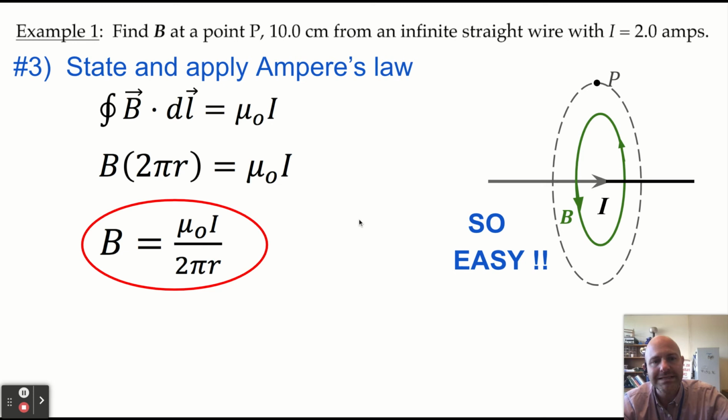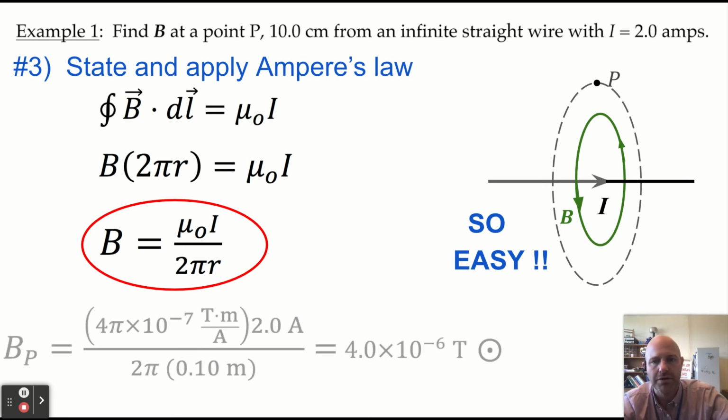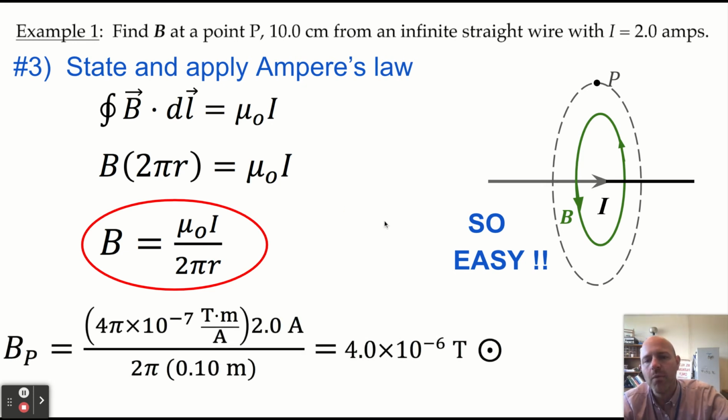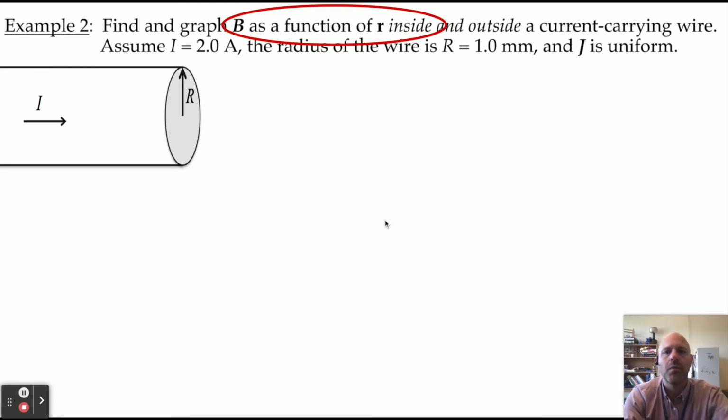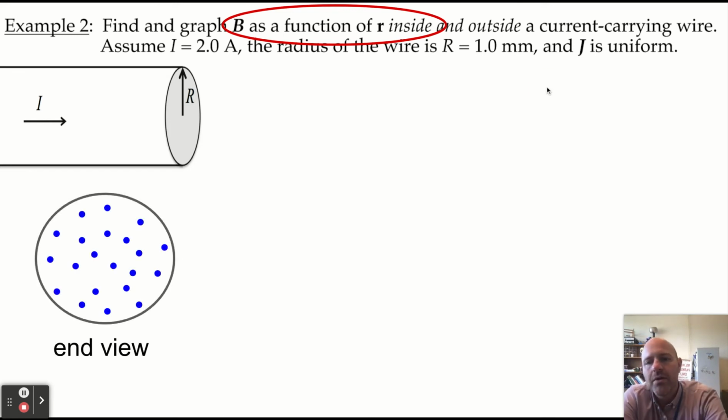So now that we've done a single line of current, we can go ahead and do something a little more complicated. What if we have a magnetic field and we have a wire that's not so small that we can just ignore its thickness? We actually want to know what's going on inside of it and outside of it. So in order to do that, we look at the end, right?